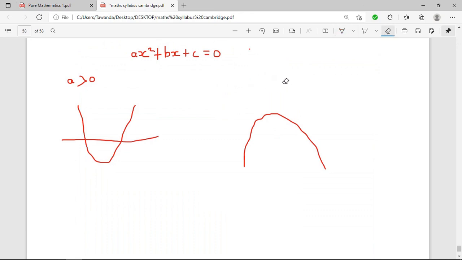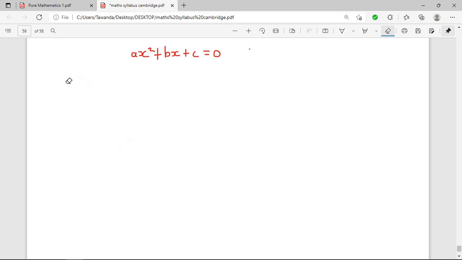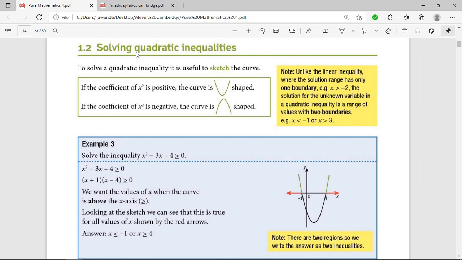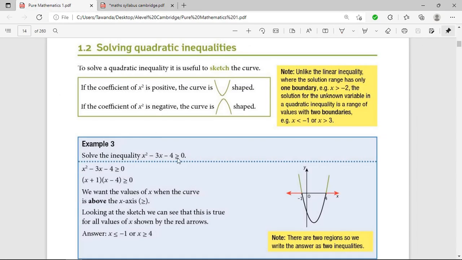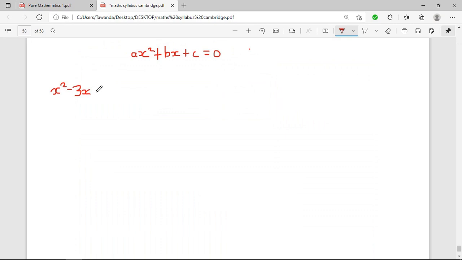We want to solve x squared minus 3x minus 4 is greater or equal to 0. So this is our quadratic inequality.